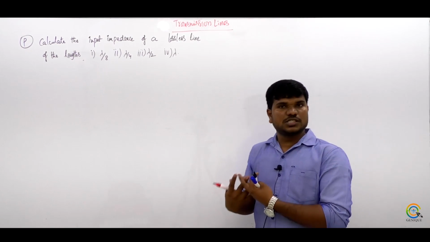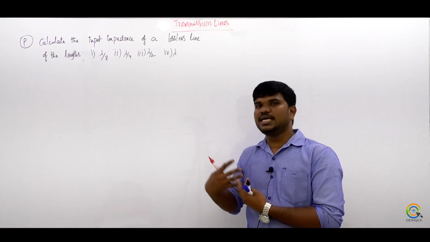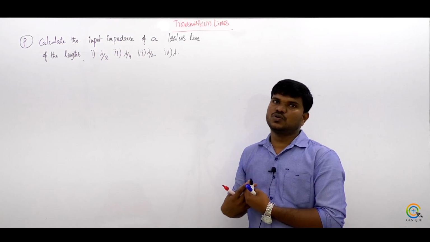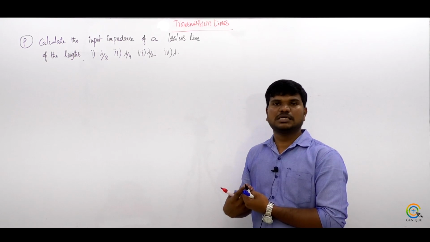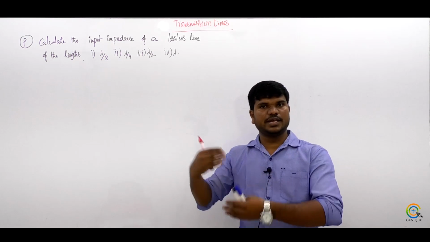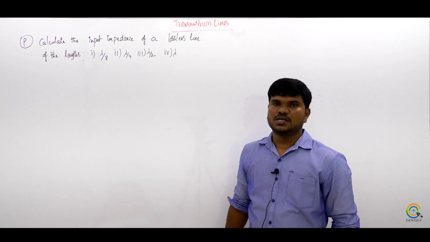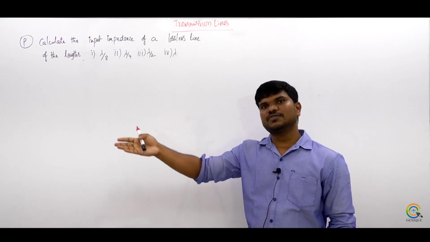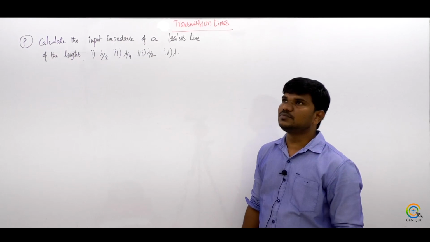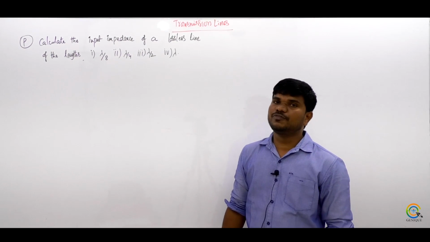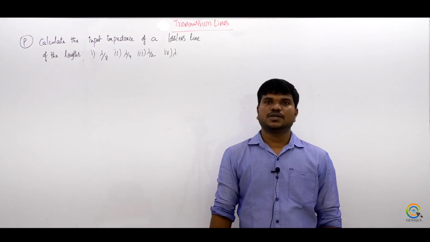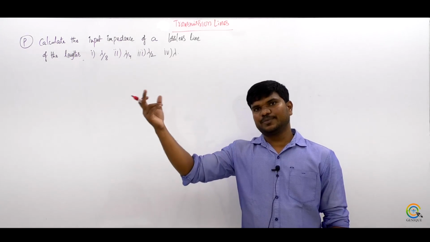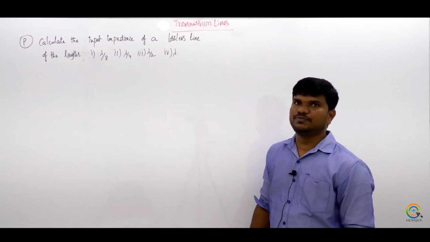So what are the lossy mediums? The lossy mediums are mostly the conductors. If you go to the conductor, what happens? The sigma by omega epsilon term will be very high, which means there is no propagation of the EM wave. So that's why we won't prefer the conductors for propagating the electromagnetic wave.